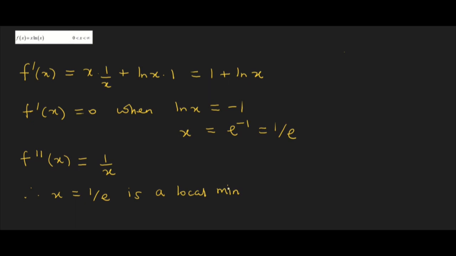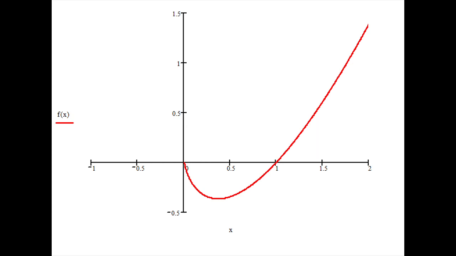Again, it's useful to sketch the function here because that will give us some information about what happens away from that turning point. So if we take the graph of the function here, we see there is a local minimum, approximately 1 over e, but we can see that the function becomes very large as x becomes large.